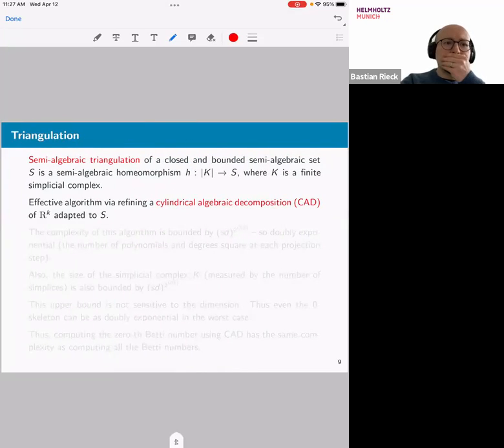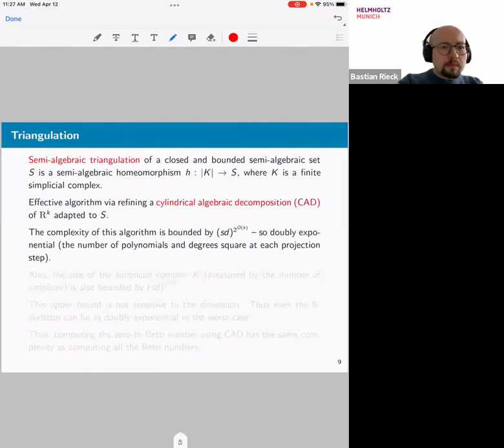But the problem with the cylindrical decomposition is that the complexity of producing this involves a squaring of the number of polynomials and the degrees at each step of this projection. And it gives you a simplicial complex whose size would be bounded by a doubly exponential complexity.